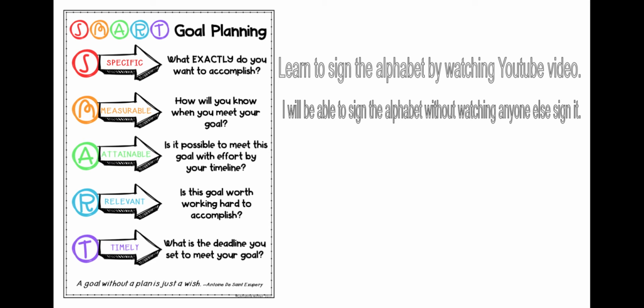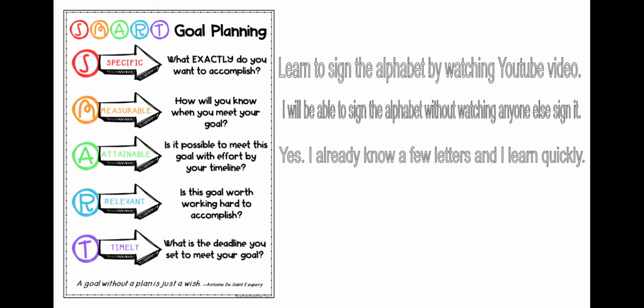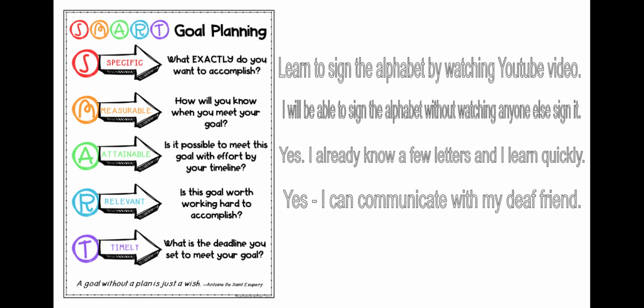So that's going to be kind of my exit ticket for this goal, is being able to sign the alphabet without any help. Next, I need to make sure that it's attainable or that it's achievable in my life. And I think it is, because I already know a few letters in American Sign Language, and I feel like I'm a pretty fast learner. So yeah, I think it's possible to meet this goal. Is it relevant? Yes. I have a friend who is deaf, and it's really important to me that I can communicate with her in a more effective way. I know that once I start learning the alphabet, I can turn those signs into words, and then I can just build upon that knowledge as I become more comfortable with signing. And I think my friend would really appreciate that.